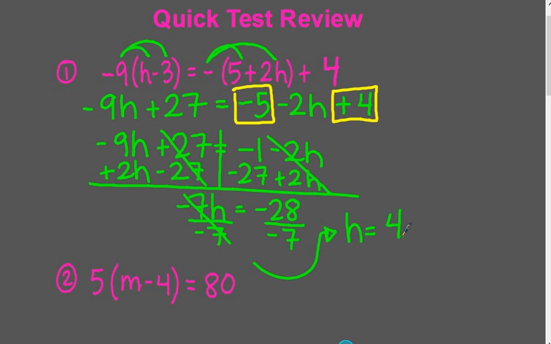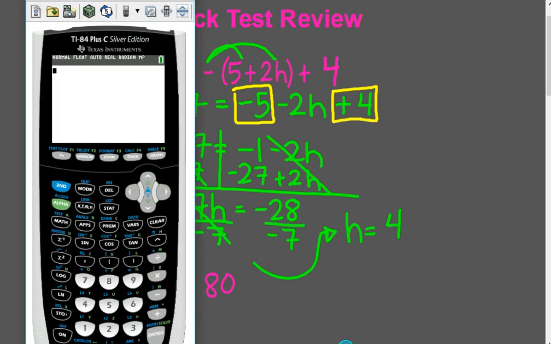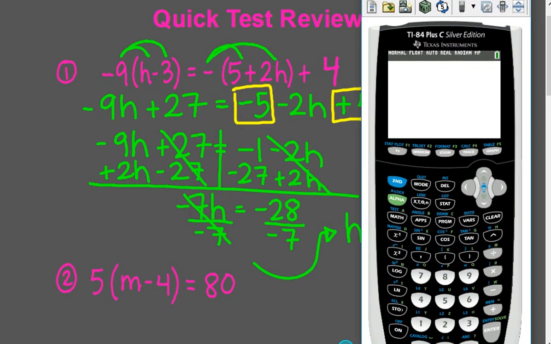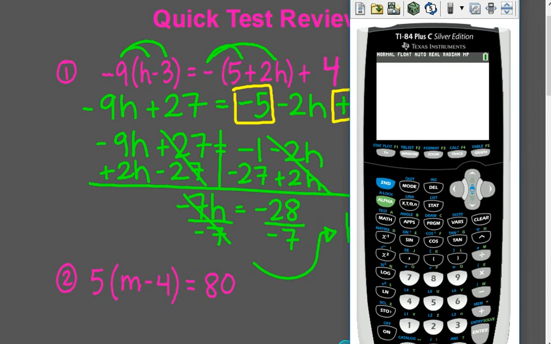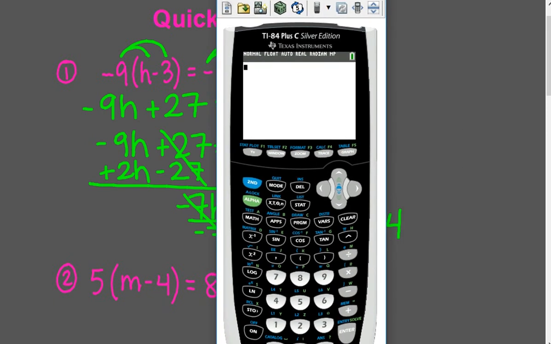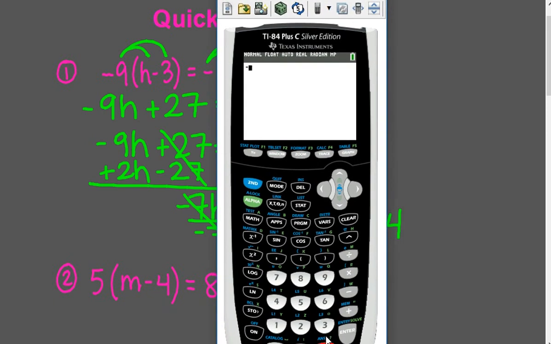Now this is where I'm just going to grab my calculator really quick and I'm going to plug it back into my equation. So I got h equals 4. So first I'm going to plug that in over here to the left side and see what that's going to give me. So I have -9 times, now instead of h or x, I'm going to replace it. It's a +4 minus 3. And that's it for the left side. So I'm going to hit enter and I get -9.